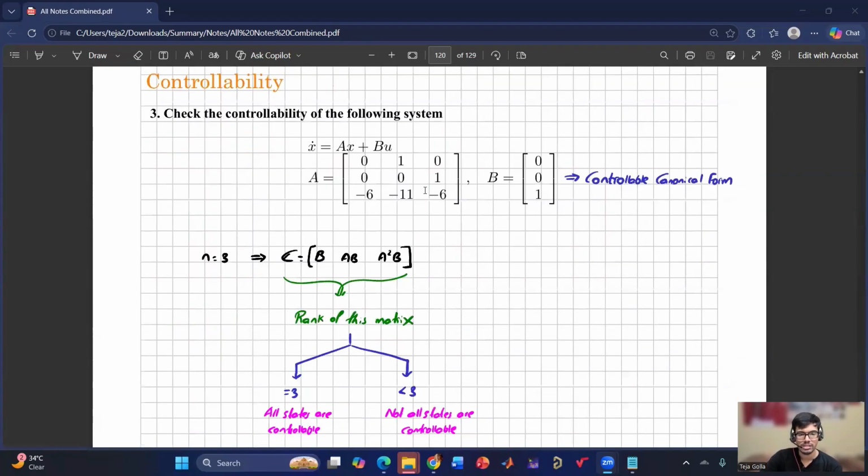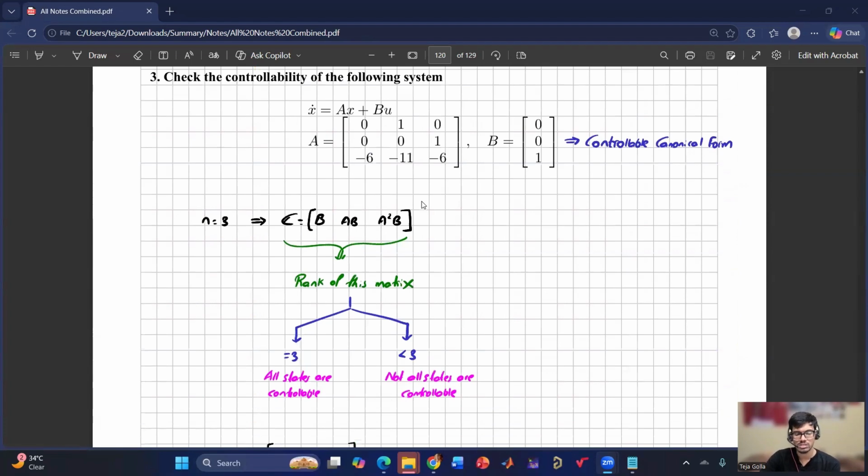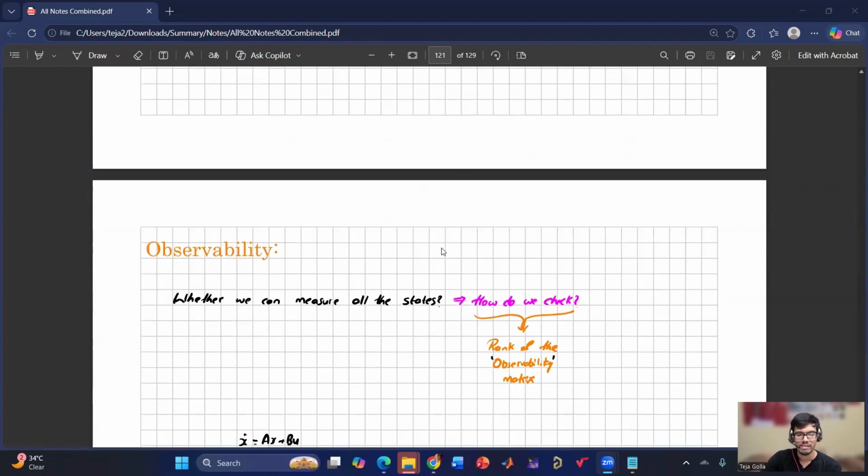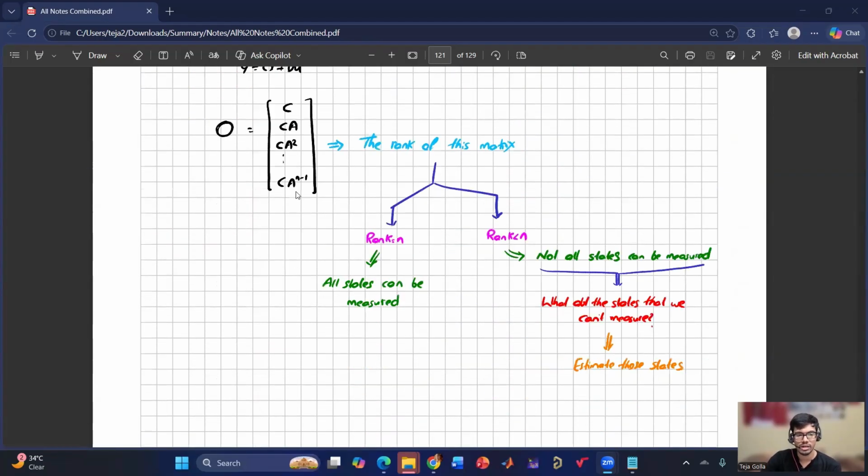And then in this case, we have a third order system and we have seen that it is controllable. Then we have something called observability, which is like what states we can measure. So based on that, again there is an observability test. You have to check the rank of this matrix.